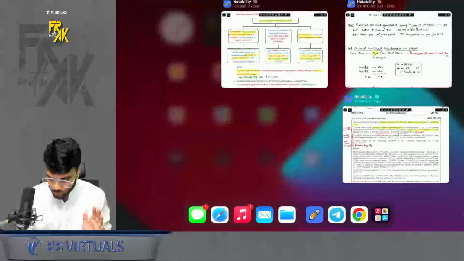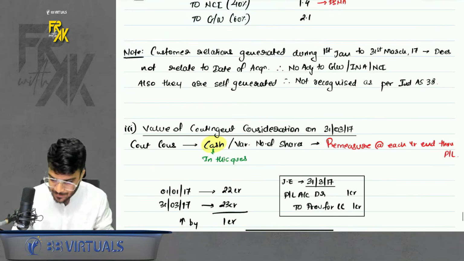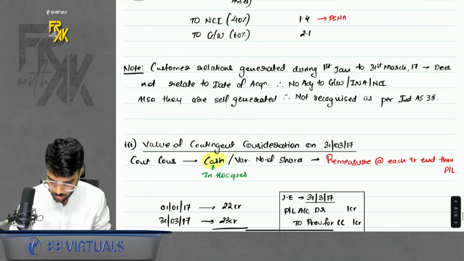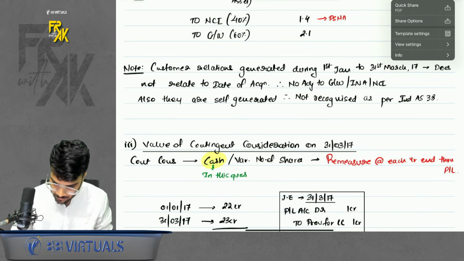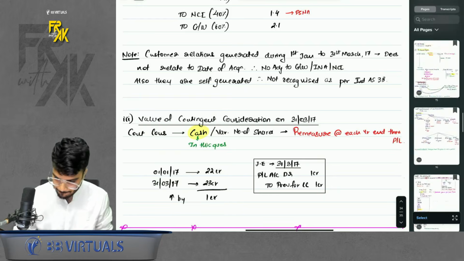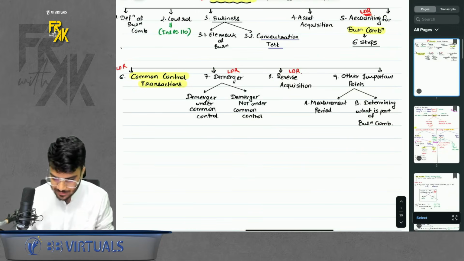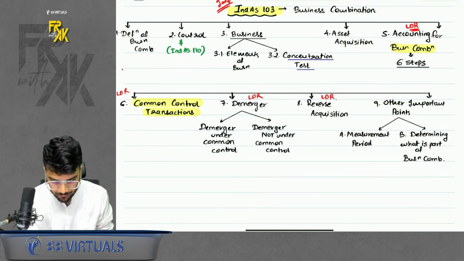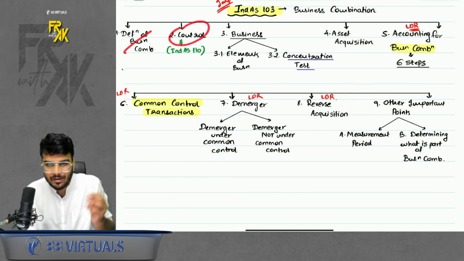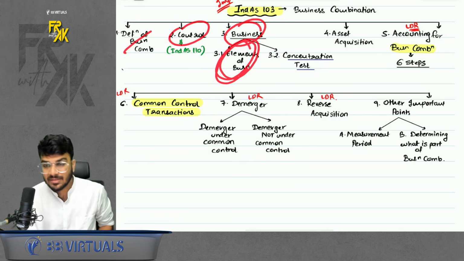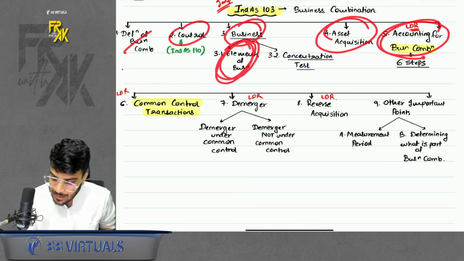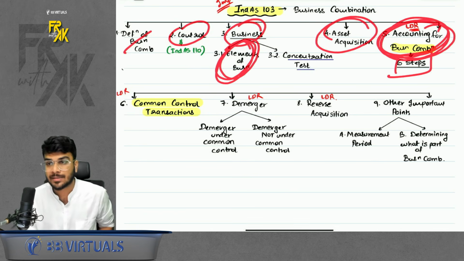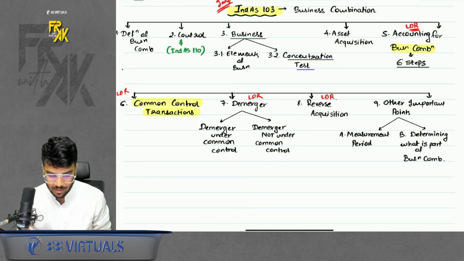If I want to show you the chart of all the concepts along with the big questions we have covered, I will show it to you. One sec, just give me a moment. If you come to see this, we have covered the definition of business combination, the control point we discussed, the business element of business is done, asset acquisition is done, then accounting for business combination, all 6 steps along with the big questions, we have completed the revision.